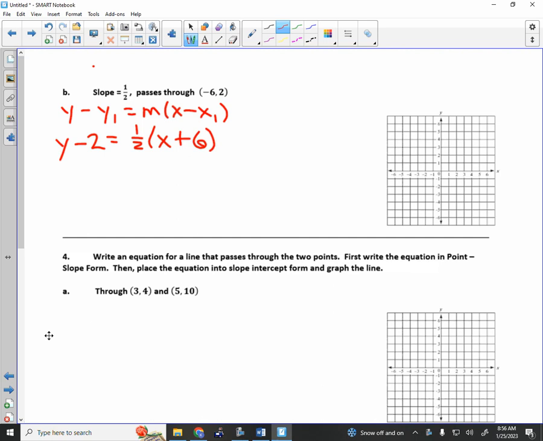Okay, pause. Should have y minus 2 is 1/2 x plus 6. Any question there? I distribute the 1/2. Y minus 2 equals 1/2 x, and there will be plus 3. I add the 2 over. I get y is equal to 1/2 x plus 5. Plot 5. I go up 1 and over 2.